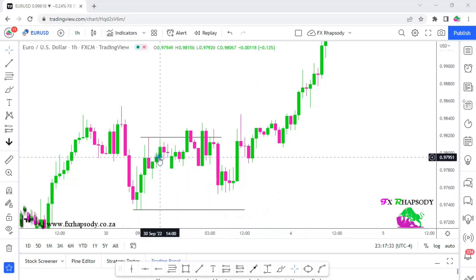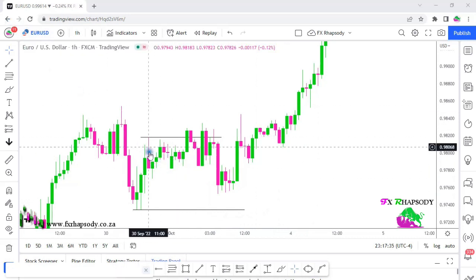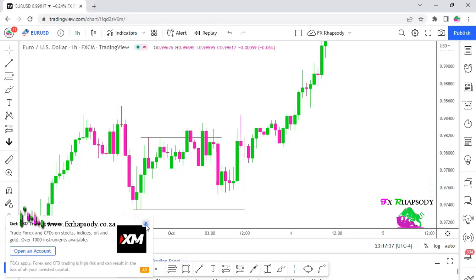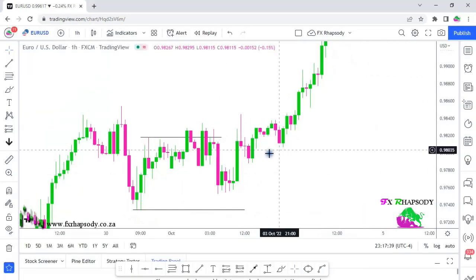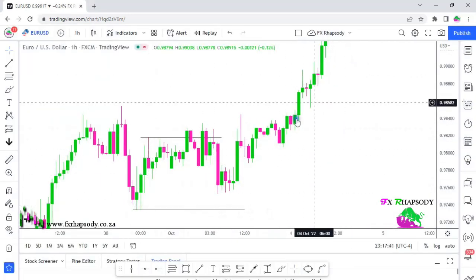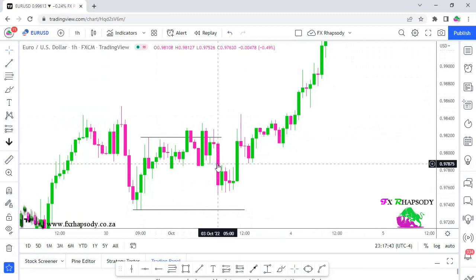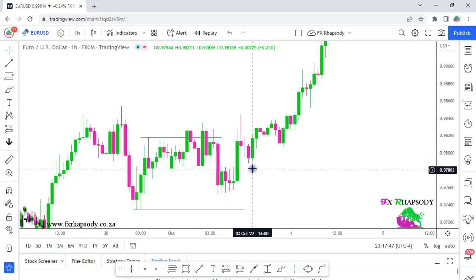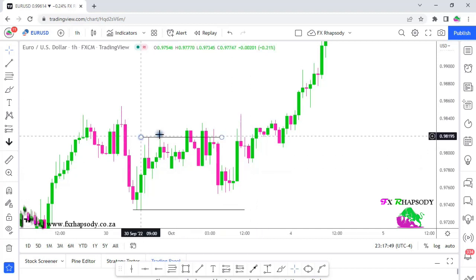So I just want to show you, this is the Euro USD. And then also I'm just going to show you a couple of entries this week and then what I would have done if it kind of went the opposite direction. So let us look at the hour time frame.